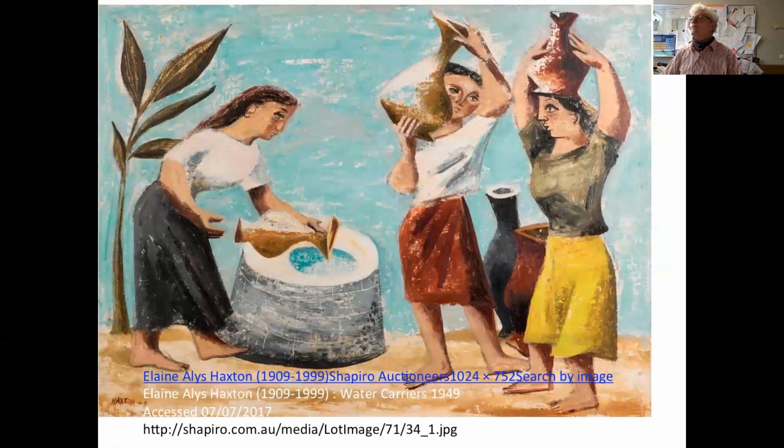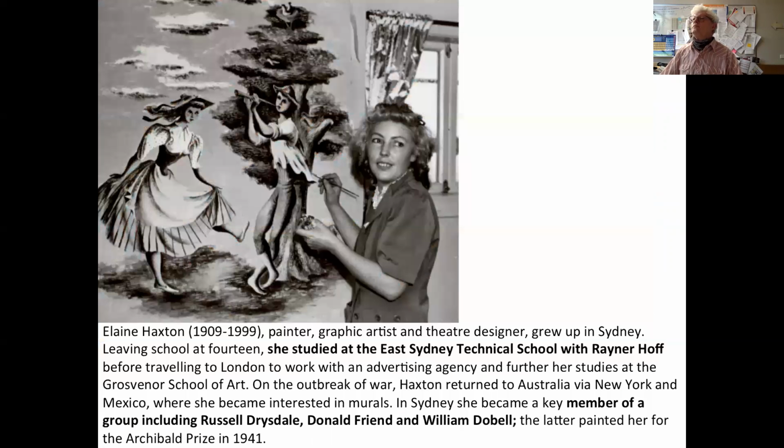Where did she go? So here it is. This is the image that I discovered and had a look, and I could see that there were similarities. And I thought, it was very interesting treatment of people, of portraits, of situations. There must be more to it. Here she is, quite young, and we discover that she studied at East Sydney Tech with Rayner Hoff, and that she worked with a group including Russell Drysdale, Donald Friend, and William Dobell.